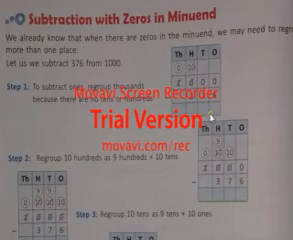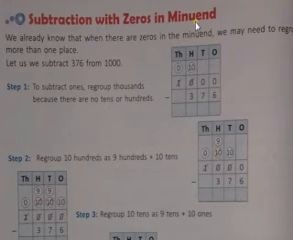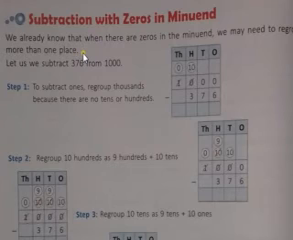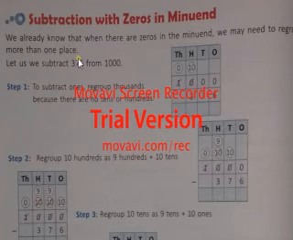Now here it is subtraction with 0 in minuend. If in minuend there is 0, not only 0, that means there are several zeros, as you can see here. 1 has been done for you, 1000 is over there. As you can see, we already know that when there are zeros in the minuend, we may need to regroup in more than one place. Regrouping will be done in more than one place.